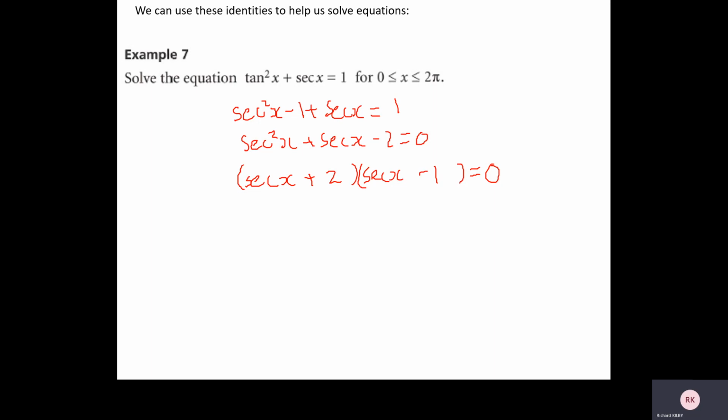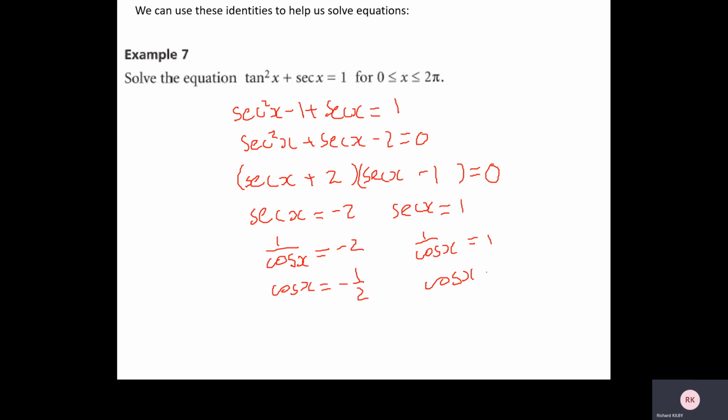Yeah. That seems right, isn't it? So our solution is going to be sec x equals minus 2 and sec x equals 1. So now this is the point that we're going to change to cos. So we've got 1 over cos x equals minus 2. So cos x equals minus a half. And we've got 1 over cos x equals 1. So cos x equals 1. So we need to solve both of these.